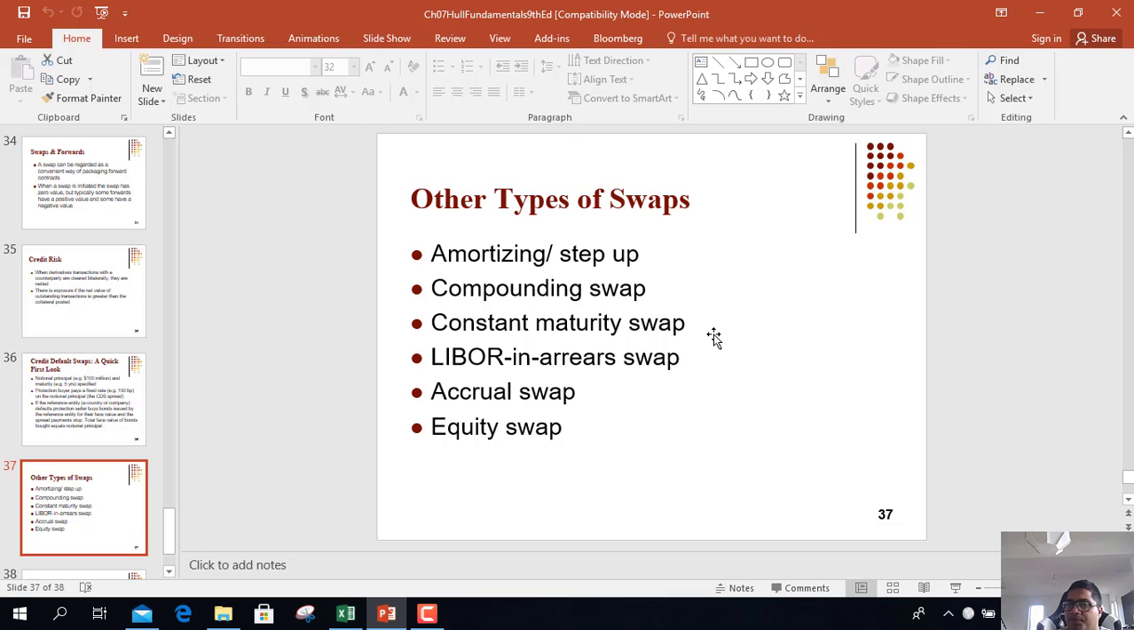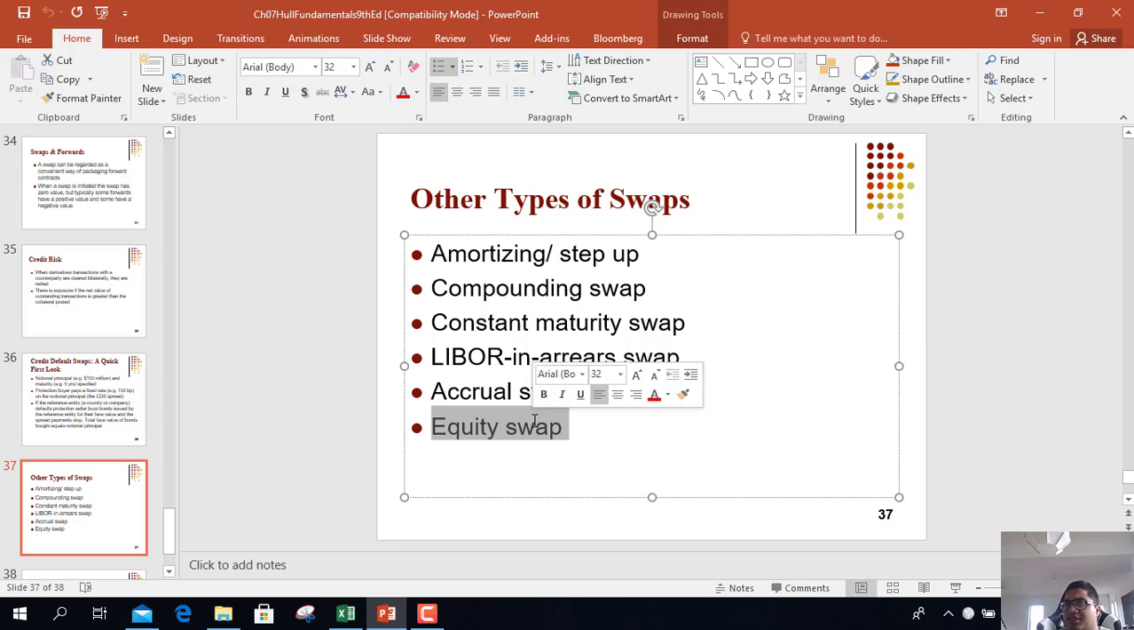Constant maturity swap, so it is like a bond. LIBOR in arrears swap, right? Accrual swap. Equity swaps we are going to discuss in future slides. You can convert your equity portfolio into bond portfolio, and you can convert a bond portfolio into equity portfolio. So you exchange returns on an equity portfolio with bond portfolio, and bond portfolio will exchange returns on equity for its bond returns. So you can convert bond to stocks, stocks to bond using a swap.